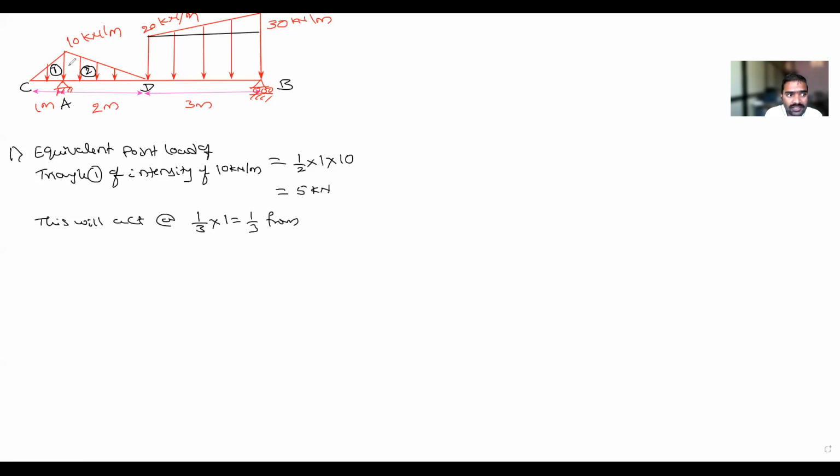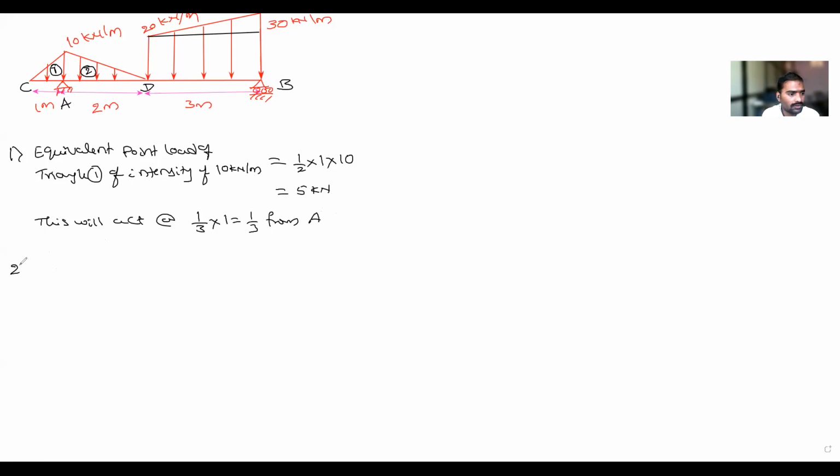Where is the highest? That is 10 at A point. Is it clear? Yes. It is not from C. If you want from C, you should take 2/3 of 1. That is from C, which is from the minimum loading.